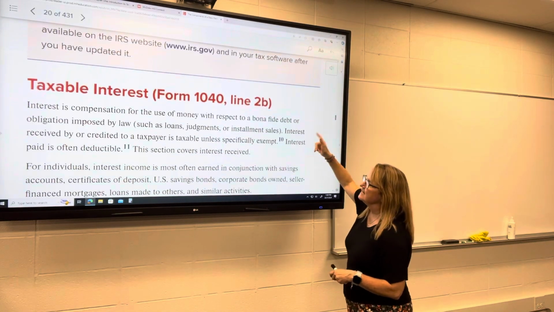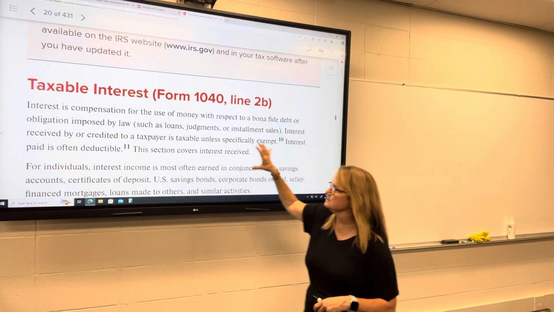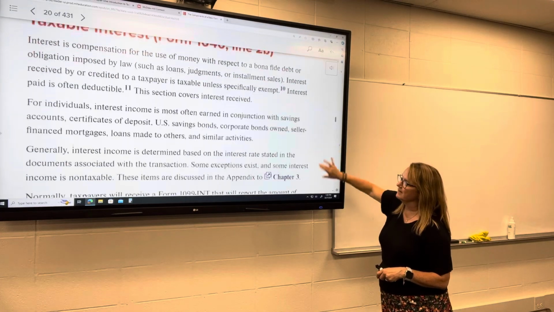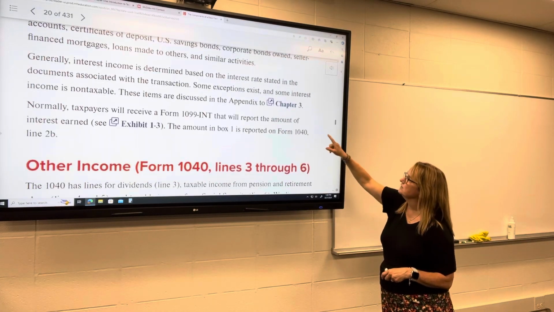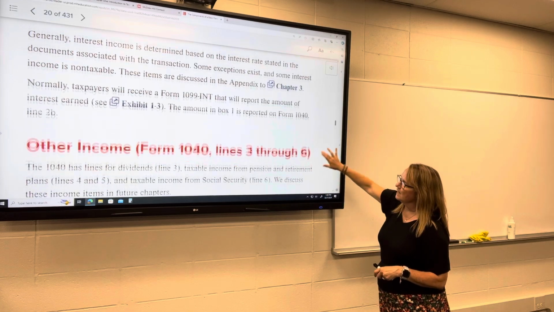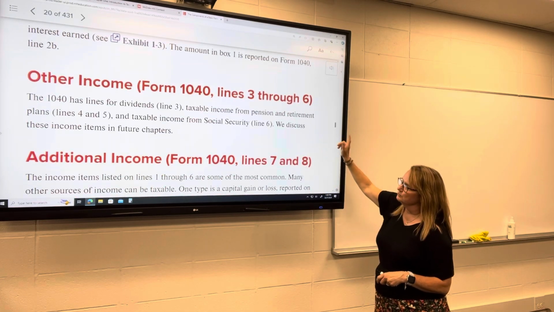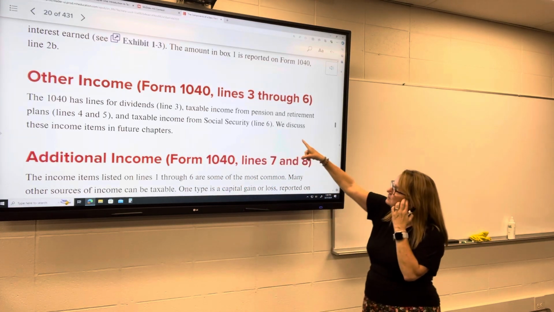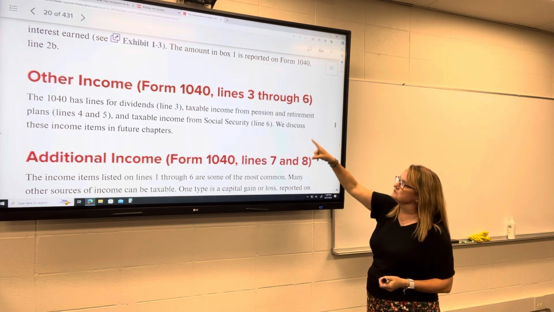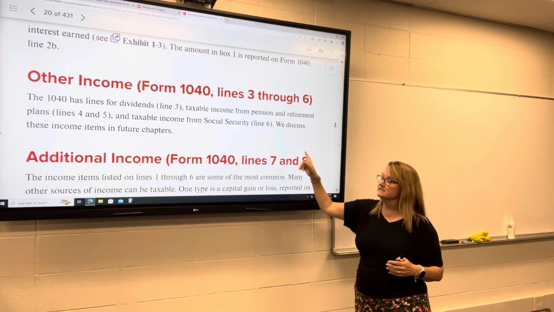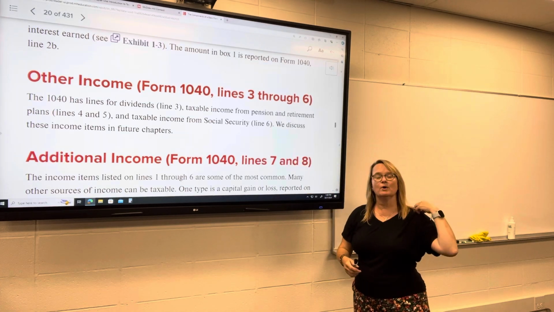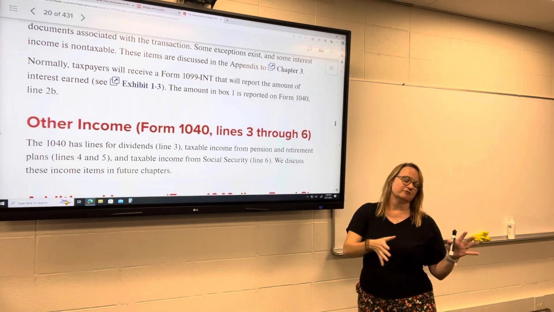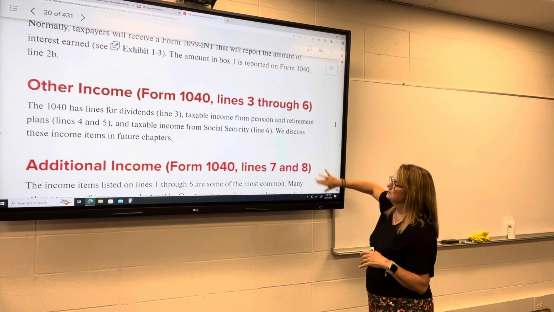Taxable interest. I showed you those other types of income that are listed there. And we're going to talk about interest income more in chapter 3. Other types of income, I showed you where the dividends live on the tax form, taxable income from pensions, retirement funds, Social Security, as well as, and I didn't point it out, but it's on the Schedule 1, that's why I didn't point it out, income from self-employment is what I'm referring to.